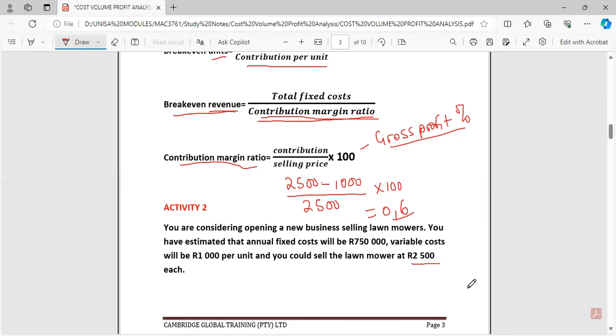Then now you are required to calculate the break-even point using the contribution margin. So you come and substitute it in this formula. So it's going to be total fixed cost over contribution margin ratio, which is going to be 750,000 over 0.6. How much are we going to get as our break-even point in value?